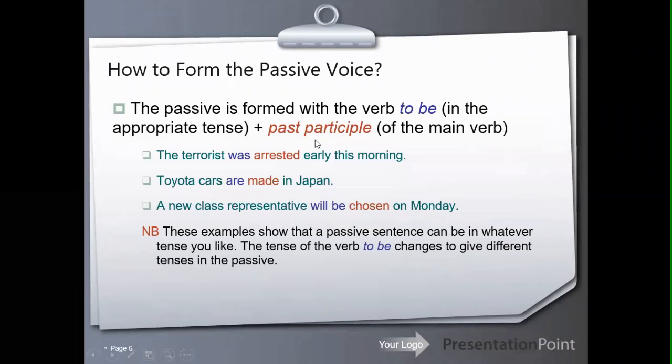So, how do we make a passive sentence? The passive is formed with the verb to be, but in the appropriate tenses. Plus, we use past participle of the main verb. Let's read some examples here. The terrorist was arrested early this morning, and Toyota cars are made in Japan. A new class representative will be chosen on Monday.